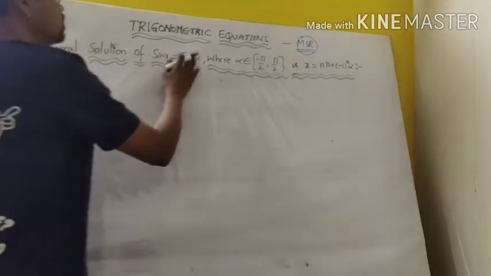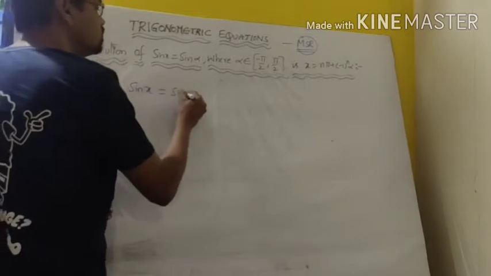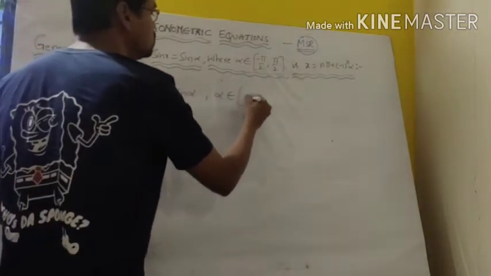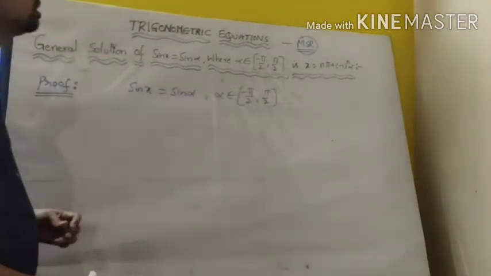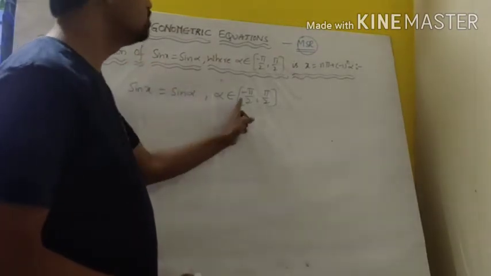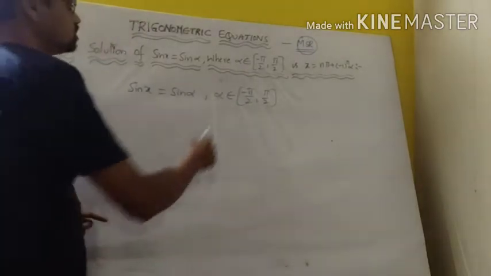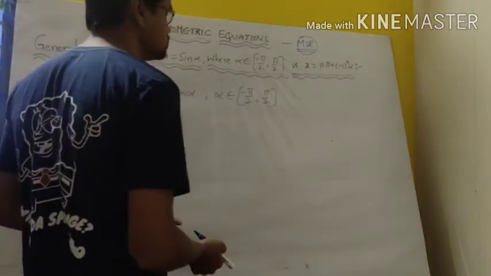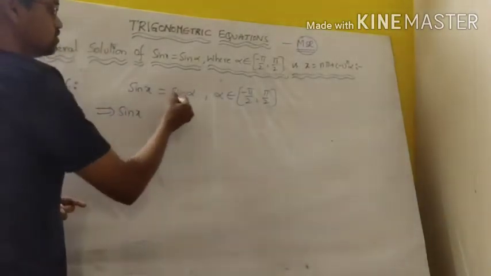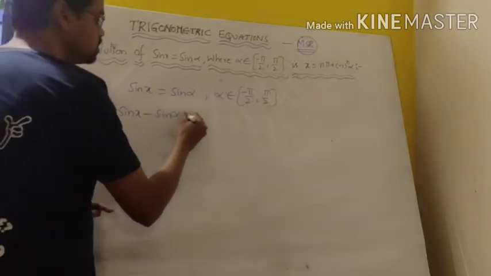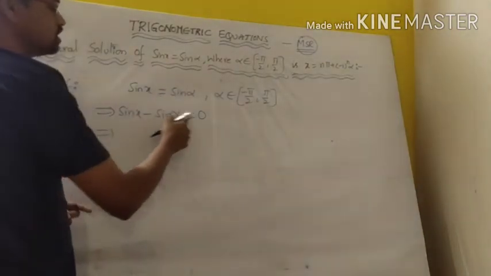So the general solution of sin x equals sin alpha. Here alpha belongs to the closed interval minus pi by 2 to plus pi by 2. Here we know that the principal value of sin x lies in this interval, so alpha is the principal value of sin x. So sin x equals sin alpha, next step we can write this as sin x minus sin alpha equals 0.